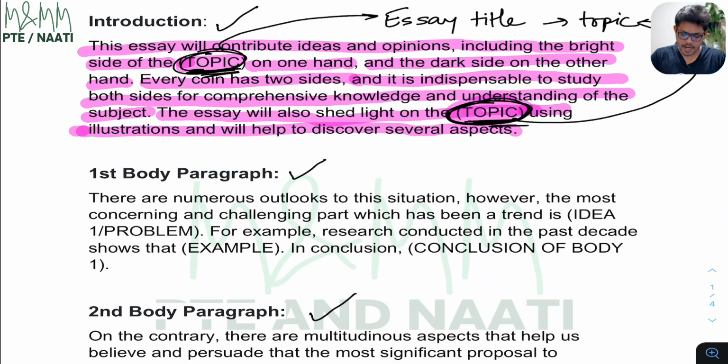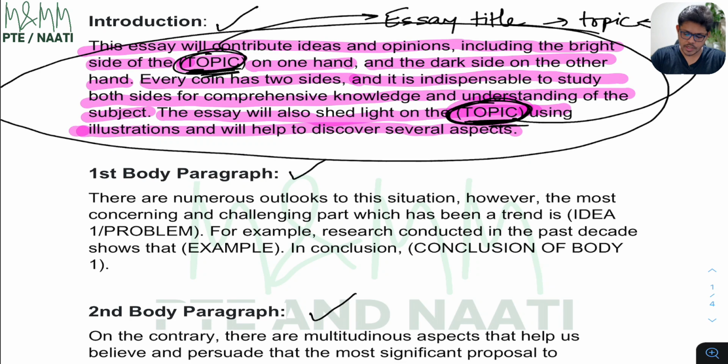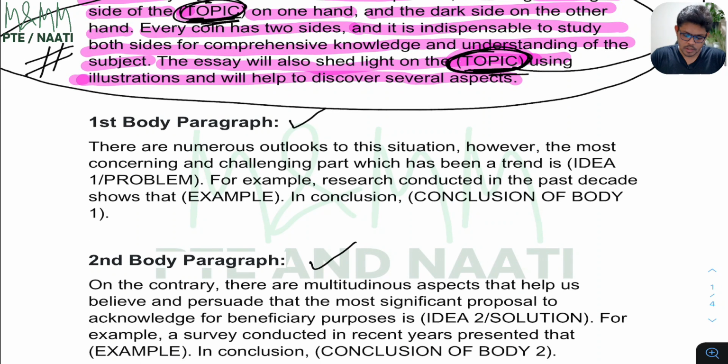If you look at the introduction, we have used a wide variety of words which will contribute to your vocabulary score, and you will get a perfect essay writing score. So you do not need to worry of using fancy words or vocabulary or thinking anything. Simply write down the template and you will get a very, very good score. Okay, let's move on to the next paragraph.